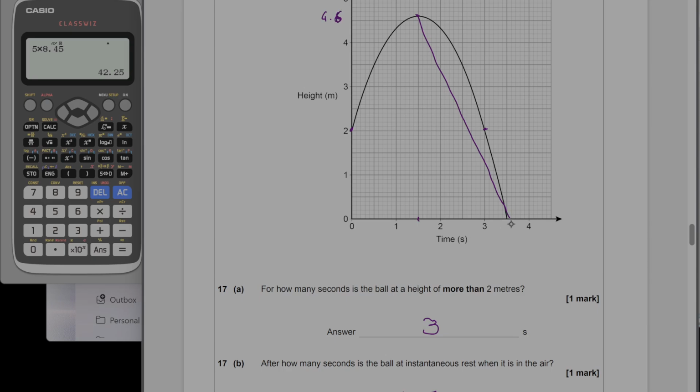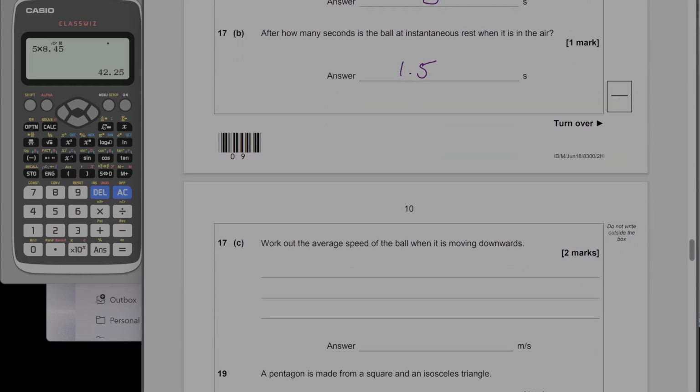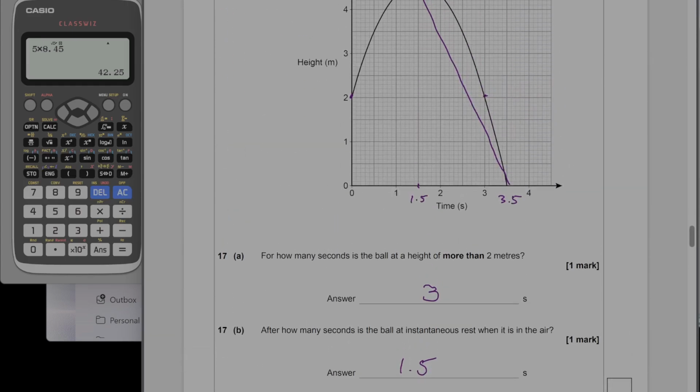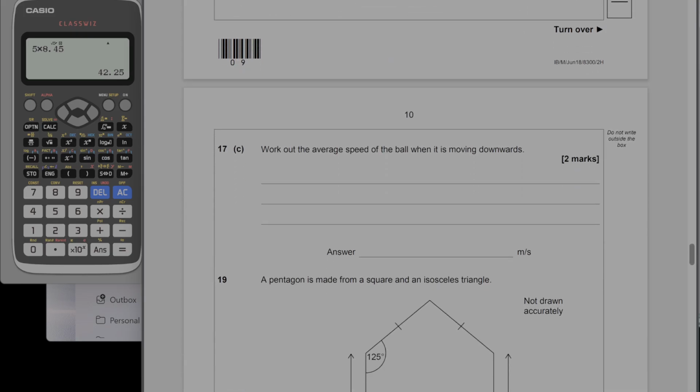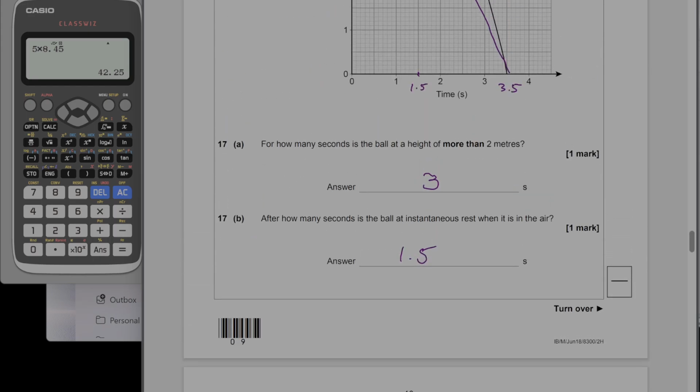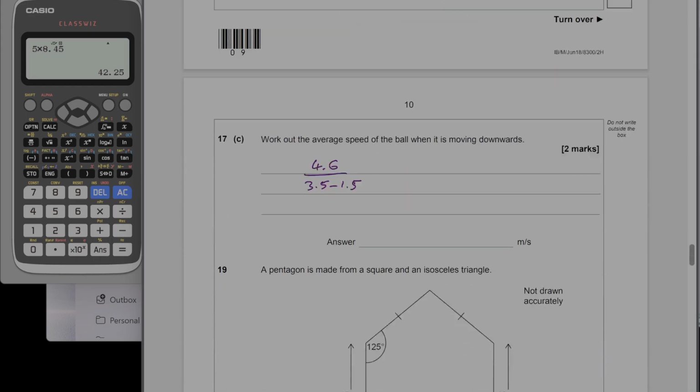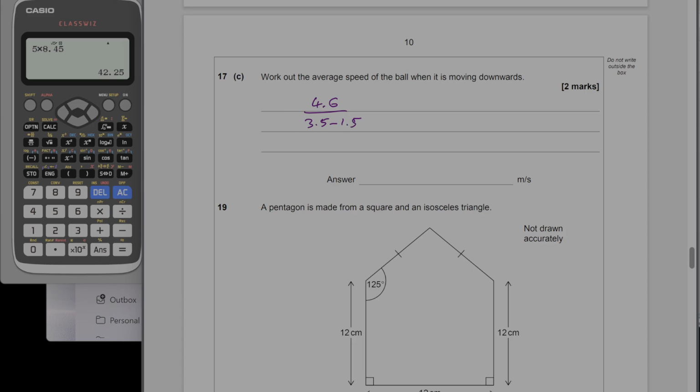And in a time of between 1.5 and 3.5. Our average speed is going to be the change in x, or we can do distance divided by time. Same thing in this case. Distance was 4.6, and then the change in time was 3.5 minus 1.5. Let me just double check those figures. Yeah, fairly confident with that. So that's going to be 2, so it's going to be 2.3.